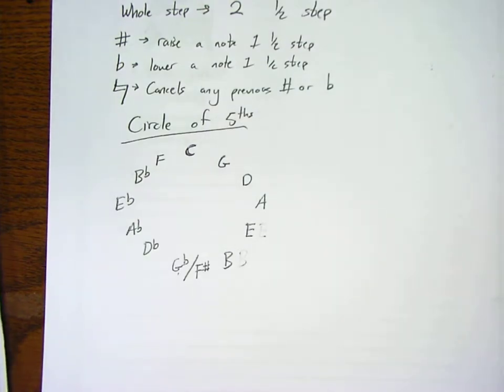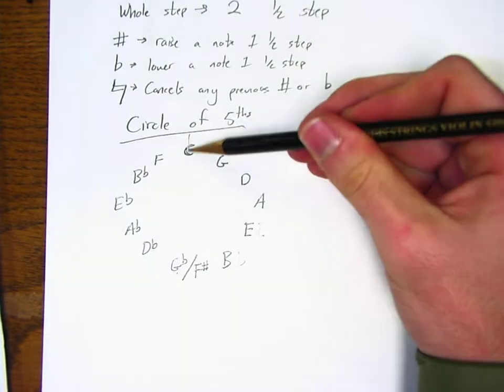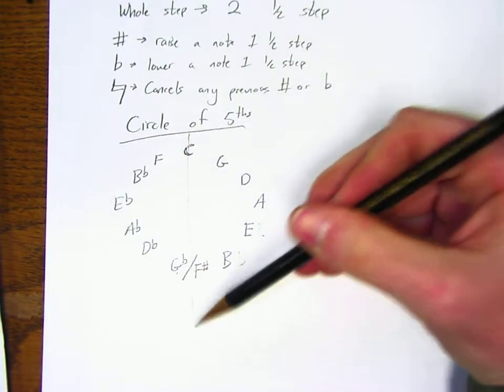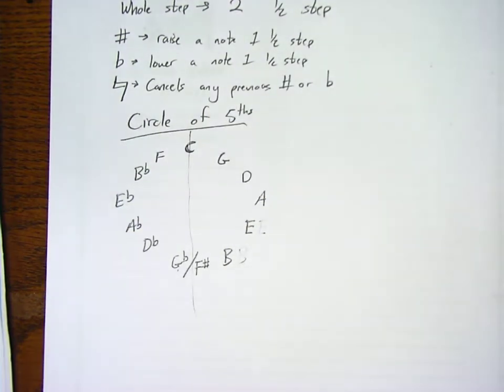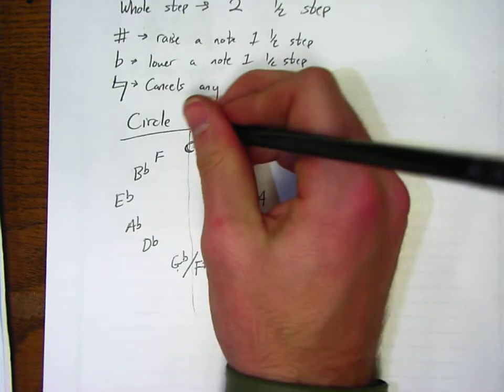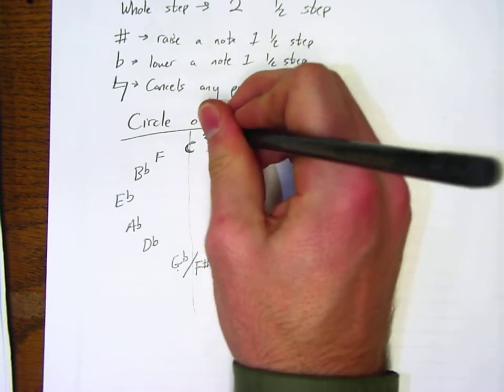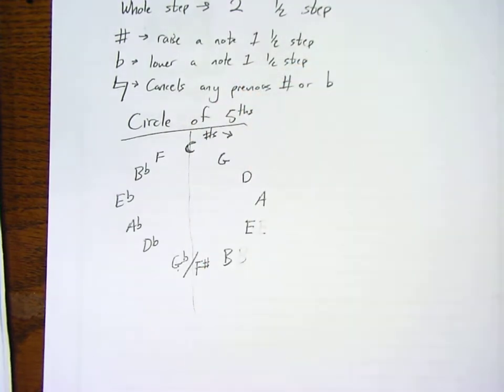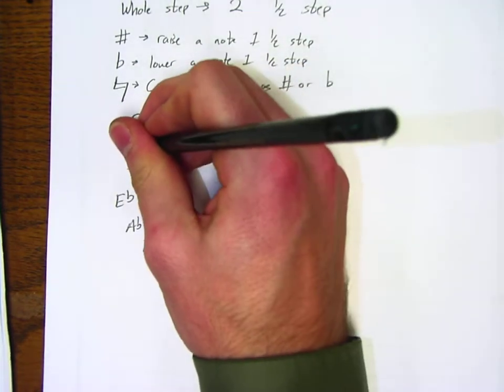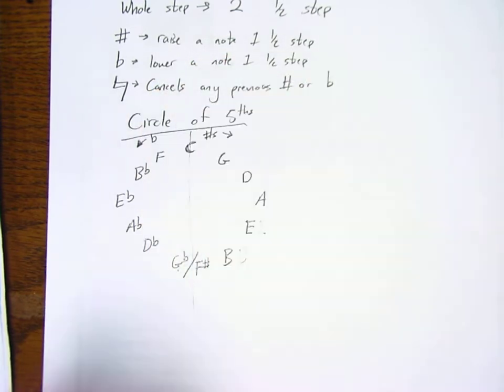So you can, for the most part, divide this into halves, a really faint line down the center, and any of the keys, I'll start using the word keys, that are on the right side of the circle are going to be sharps, and anything on the left side of the circle is going to be flats.